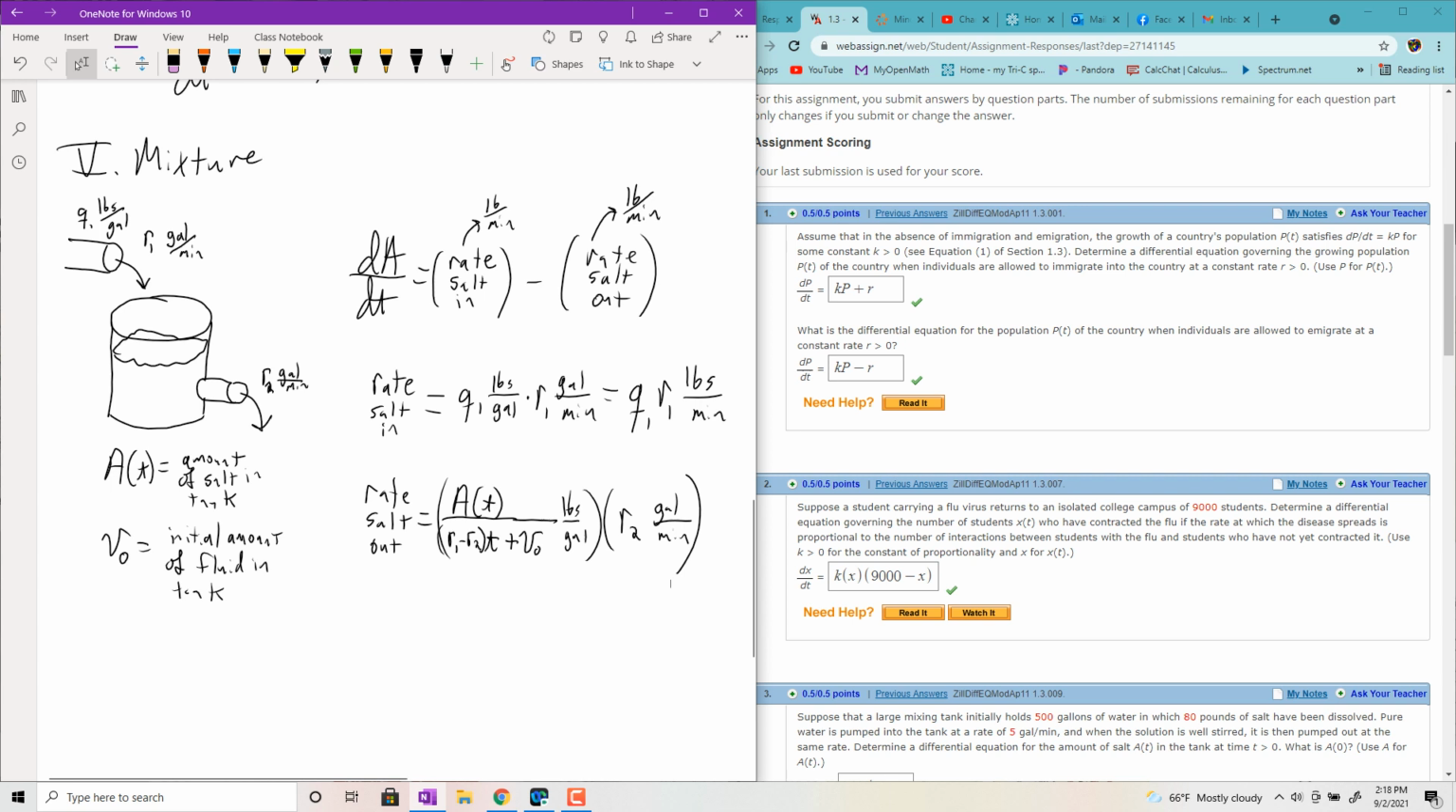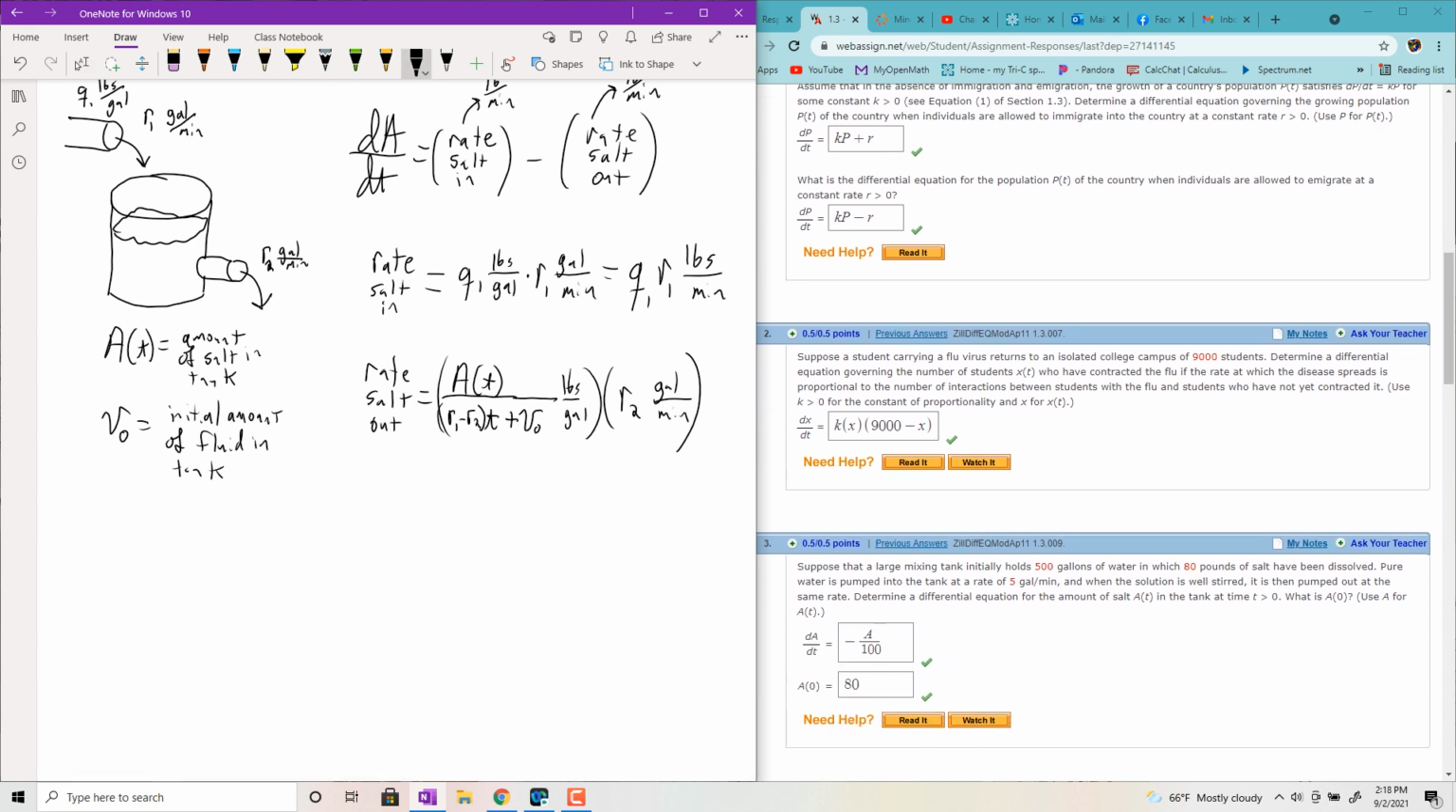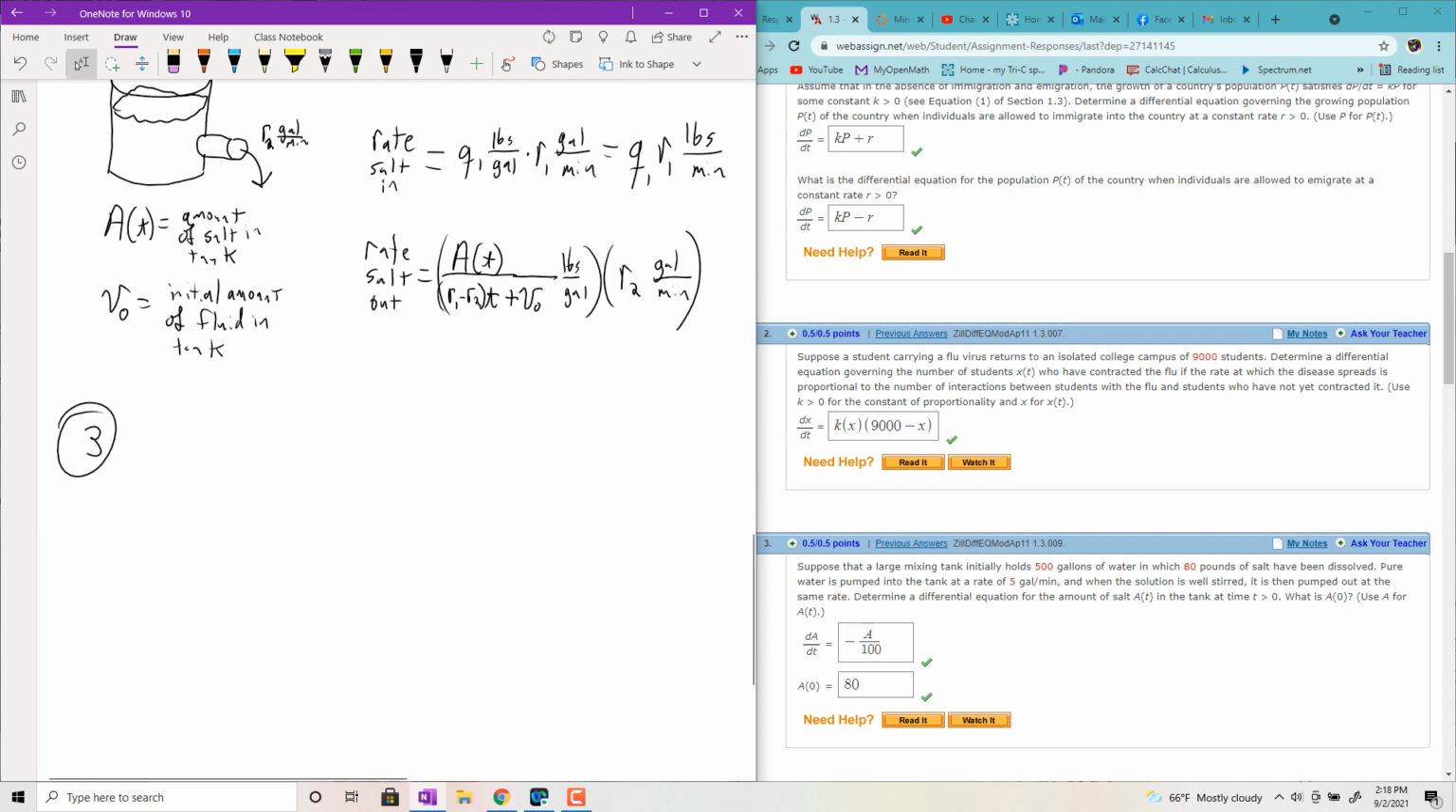It'll become more complicated as we go through and see some later problems where they have multiple tanks to deal with. The initial problems given in the exercises are fairly simple because the rate in and the rate out are equivalent. Okay, so in problem 3, it says suppose you have a large mixing tank that initially holds 500 gallons of water. So let me just draw my little picture again.